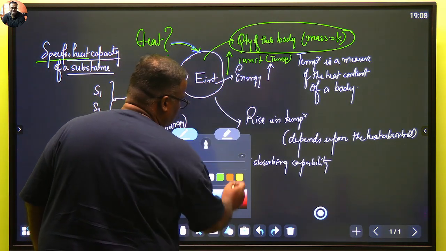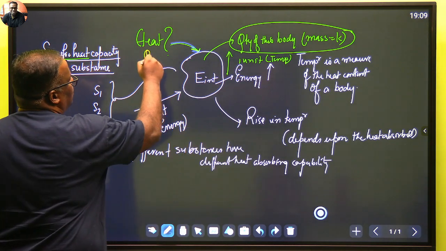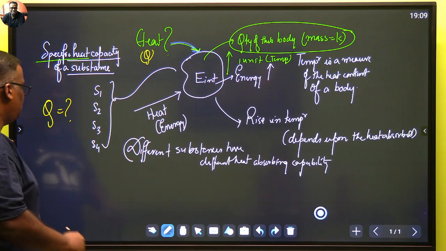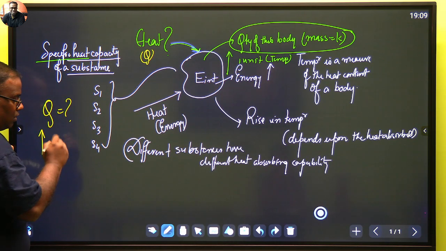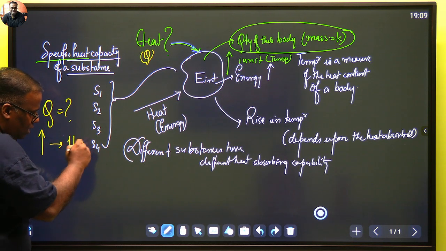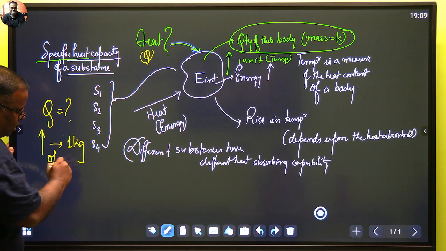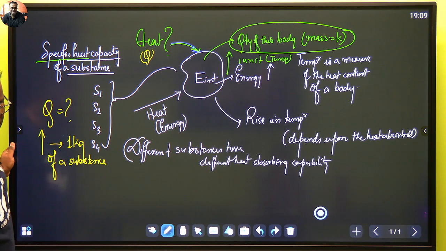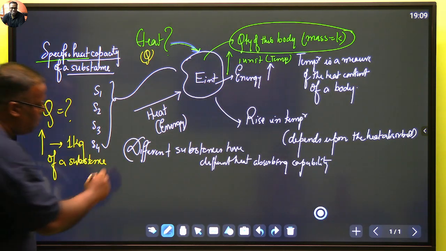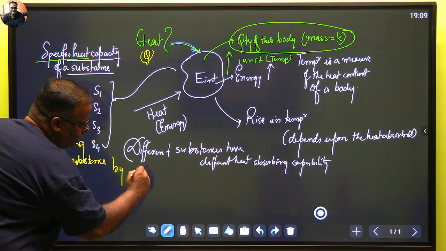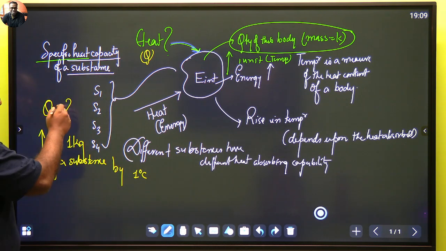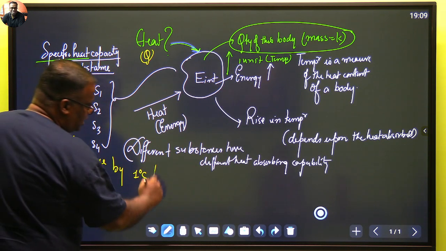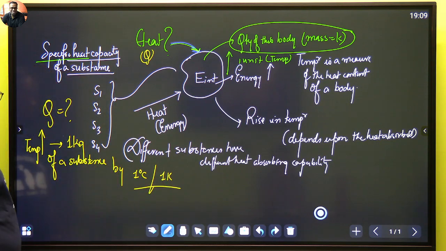We can make it better by saying that this heat is also always represented by Q. Okay. How much Q do I need to raise the temperature of a fixed amount, right, 1 kg of a substance? Now this 1 kg of a substance can be 1 kg of copper, 1 kg of silver, 1 kg of water, whatever, by 1 degree centigrade. How much heat is required to raise the temperature of 1 kg of a substance by 1 degree centigrade or 1 Kelvin? Now why did I write these two?